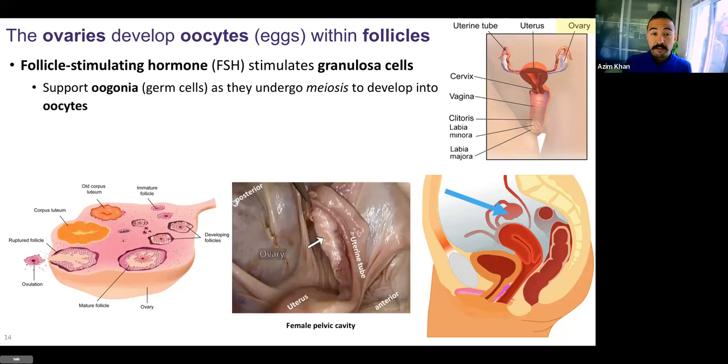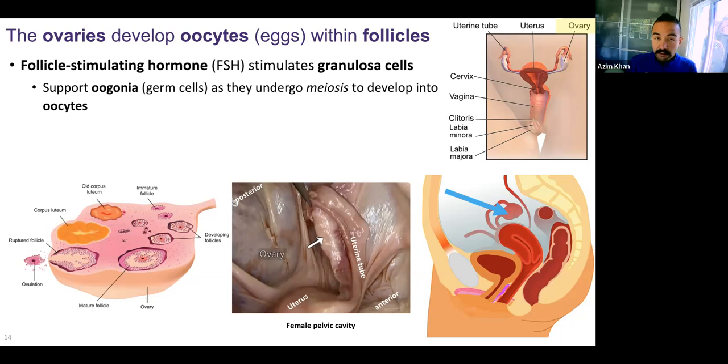We're going to talk about the reproductive system, specifically the ovaries, uterus, uterine tube, and associated structures, both internal genitalia and external genitalia. So basically what produces the egg and then on its way to getting fertilized. And so let's start talking about the ovaries, where eggs are produced.